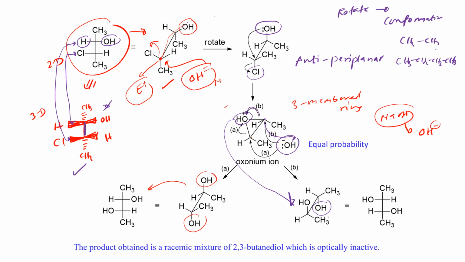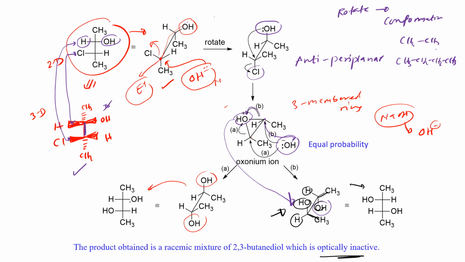Because if you look from this side, this hydrogen and OH are coming up, and the CH3 is going down. That's what we have drawn here. So this is how we're going to get the products. But they're also saying you're getting an optically inactive mixture, and they're meso compounds. That's a racemic mixture, but they're meso as well.